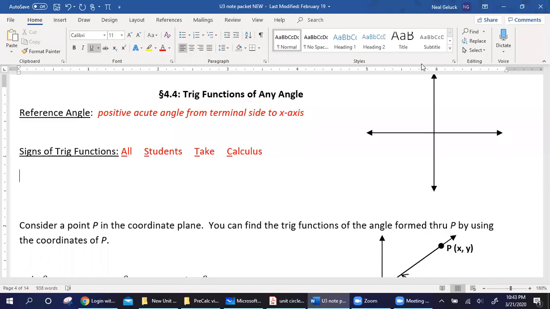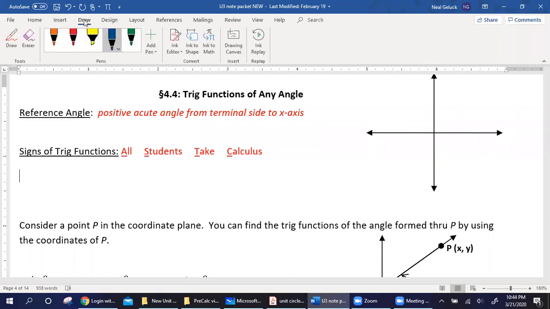Okay, pre-calculus students, this is the first video for the 4.4 notes. This is where we're going to actually start putting together the radian measures and the special right triangles and actually start figuring out trig functions.